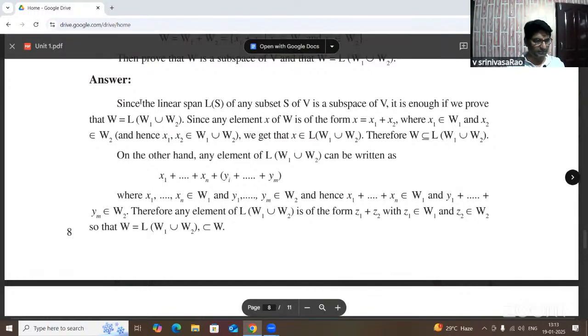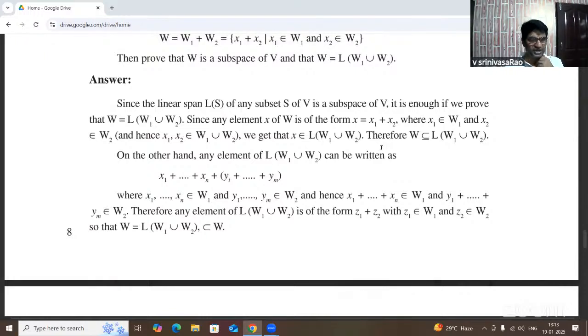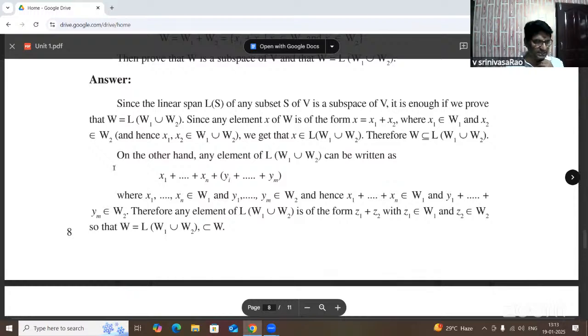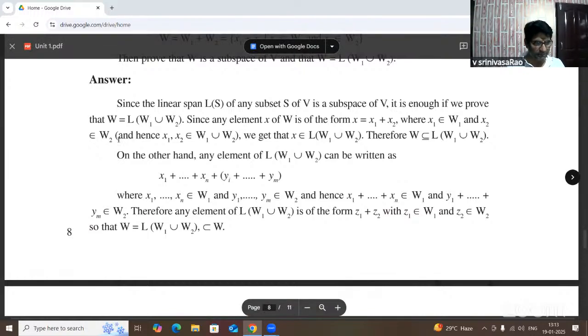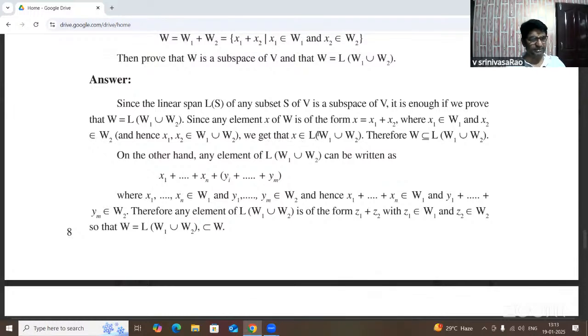Here, let X be any one element of the sum of the subspaces. So X belongs to W. So X can be written as X1 plus X2, where X1 belongs to W1 and X2 belongs to W2. See this one. Now X1, X2 also belong to W1 union W2. Now X is an element that must be generated, and generated means the span, so that is L of W1 union W2. So X is an element of W, and that's why W is contained in L of W1 union W2.